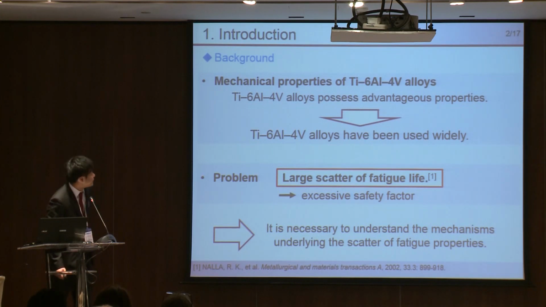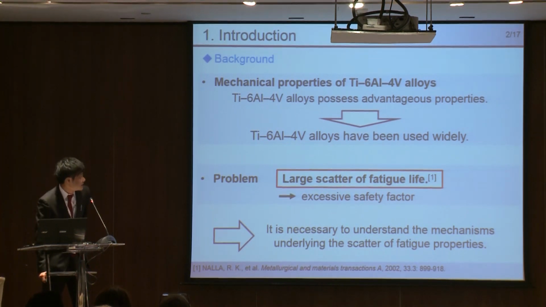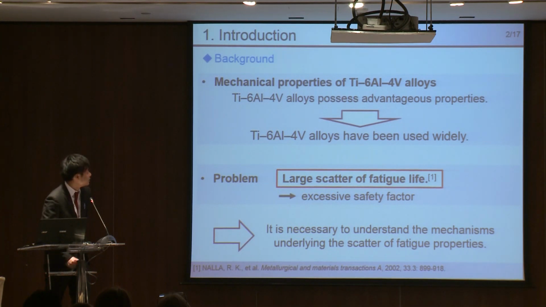At first, I introduce the background of my research. Titanium 6 aluminum 4 vanadium alloy possesses advantageous properties like specific strength and corrosion resistance and so on. Therefore, this alloy has been used widely. However, one of the problems of this alloy is large scatter of fatigue life.